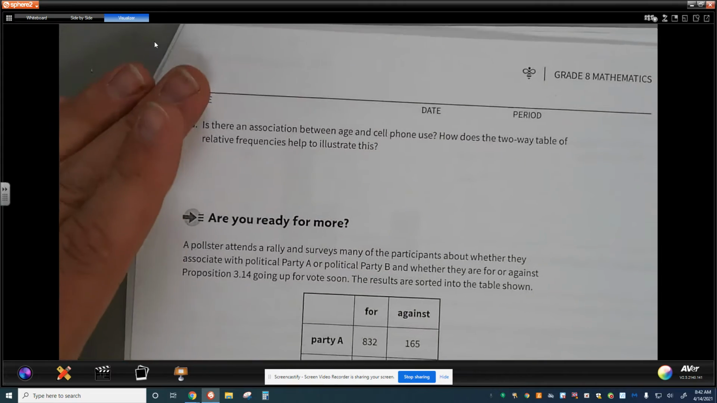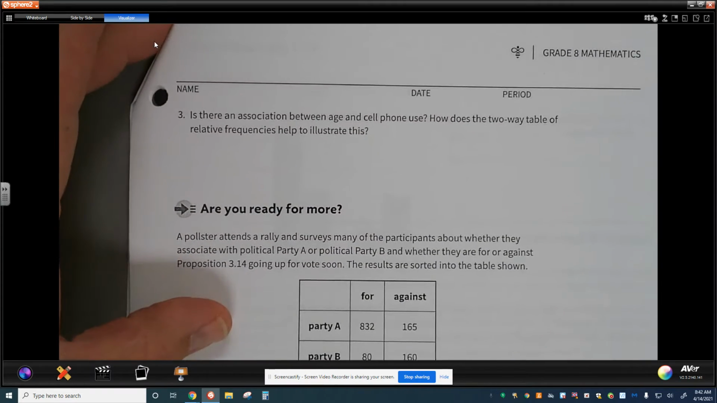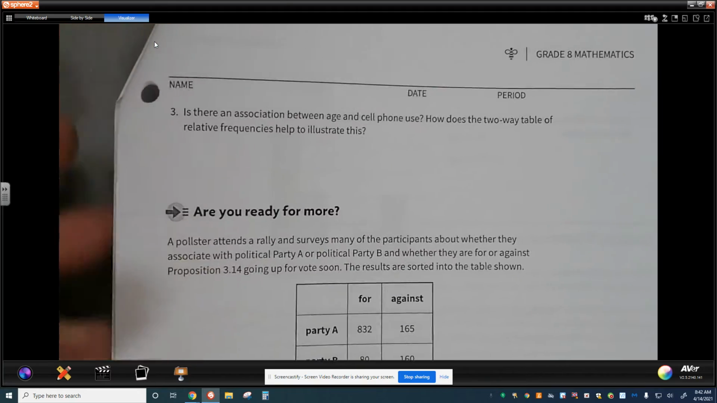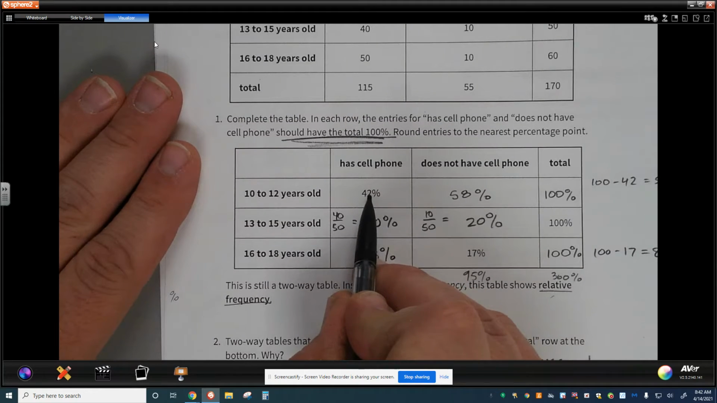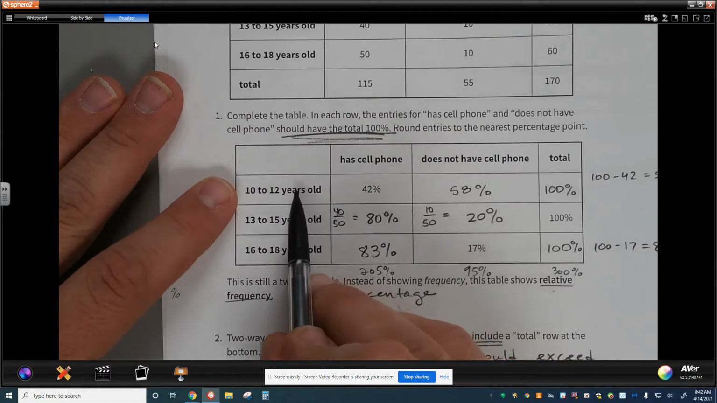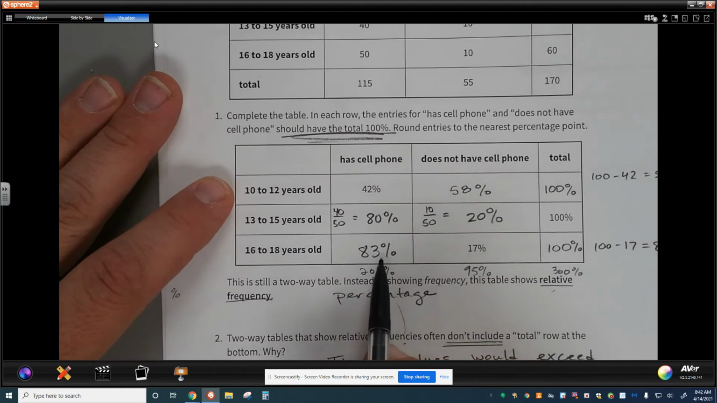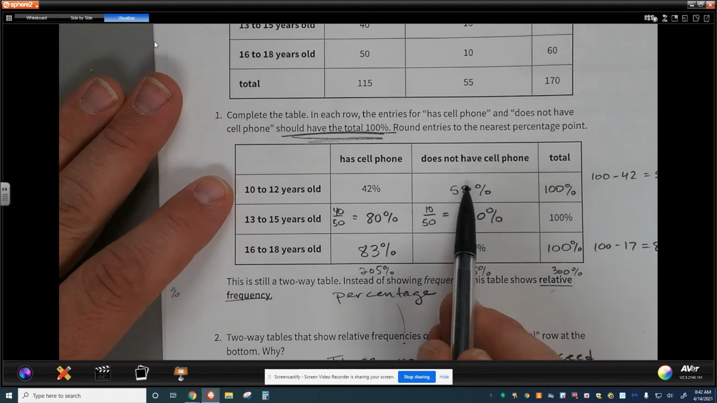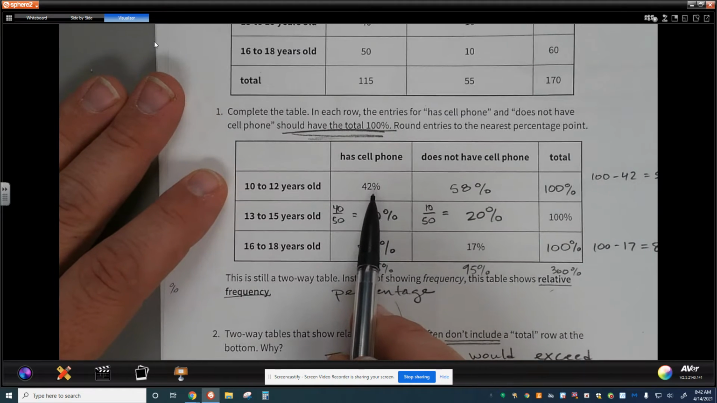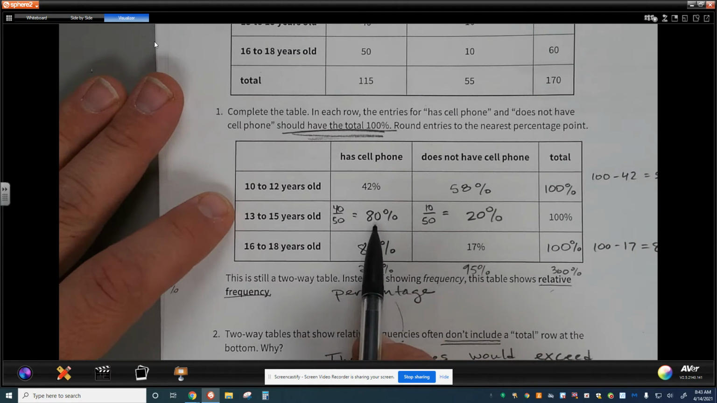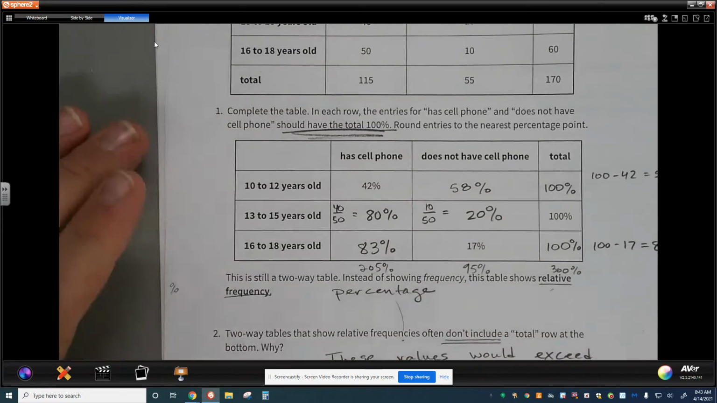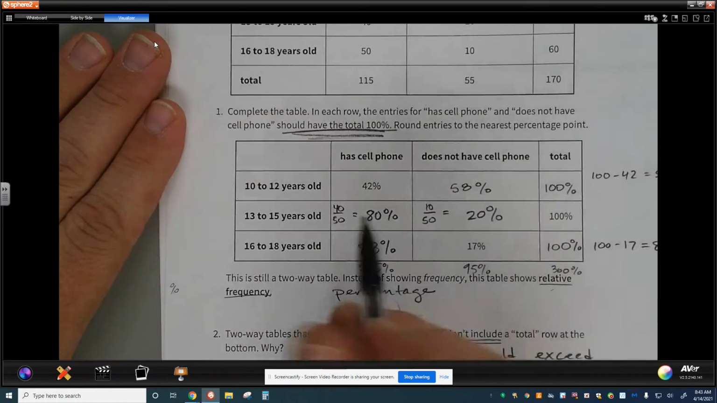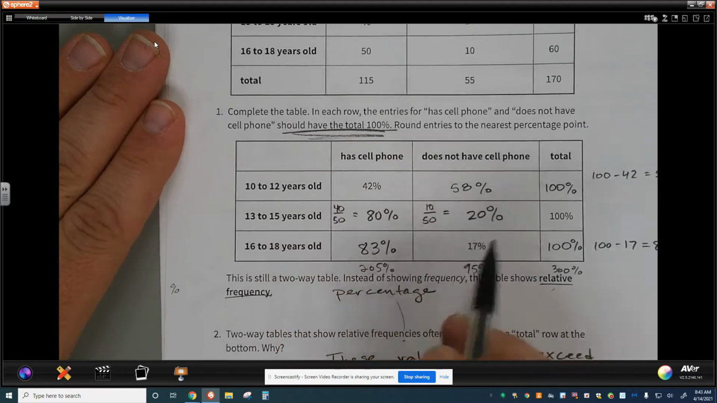Is there an association between age and cell phone use? How does the two-way table of relative frequency help us to illustrate this? Well, as we look at these tables, we see that as the age increases, we're also seeing an increase of who has cell phones. We're also seeing a decrease in who does not have cell phones. We see a significant jump from 10 to 12 up to 13 to 15, but we don't see such a dramatic jump or decline in either one of these values moving on to the next category. So we definitely see an association here. That association is that older children tend to have more cell phones.